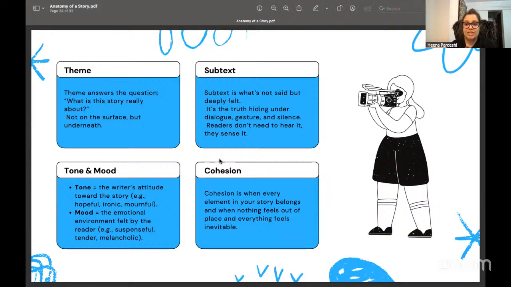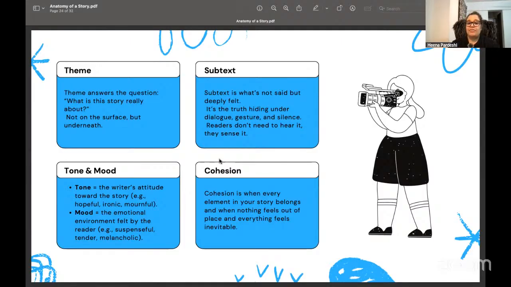Now, let's connect everything that we have learned so far. We have structure, with acts and beats and movement. Then we have spine, that is the cause and effect engine. Then we have theme, that is the core exploration. Then we have subtext, that is hidden emotion. Then we have tone and mood, which function as emotional environment, and the cohesion, which is the harmony of all elements.